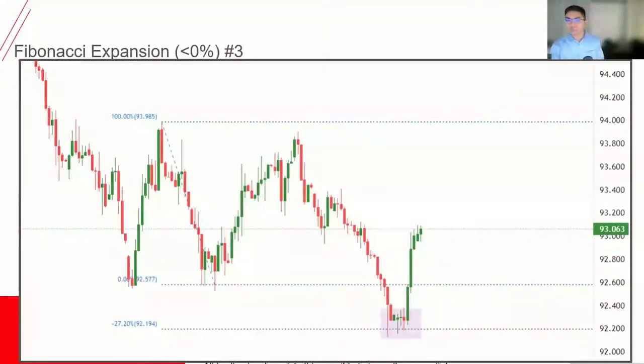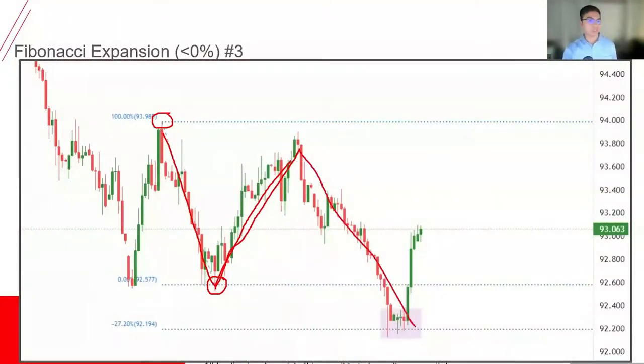Okay, so take note of the shape of the flash. Make sure price reverses to at least 50% before breaking the starting point. So we draw it from the starting point towards the end point right there. So price retraces back at least 50%. So from bottom to the top, at least 50%. And then it hits down towards the negative 27.2% Fibonacci expansion level.